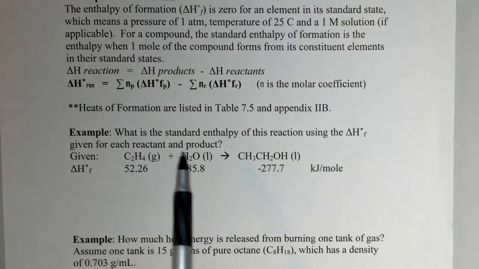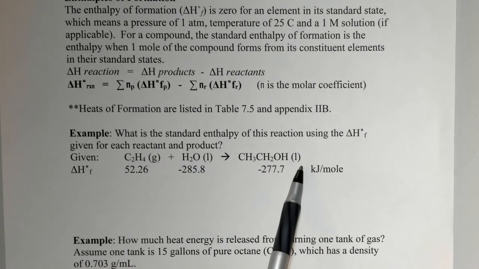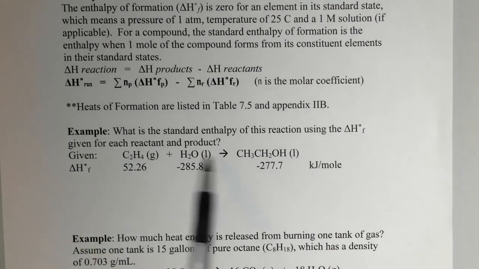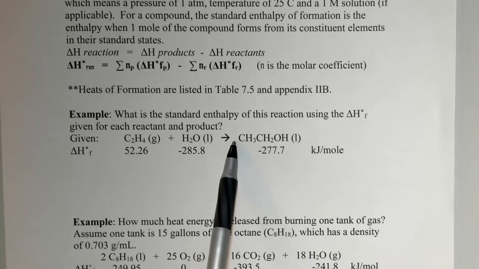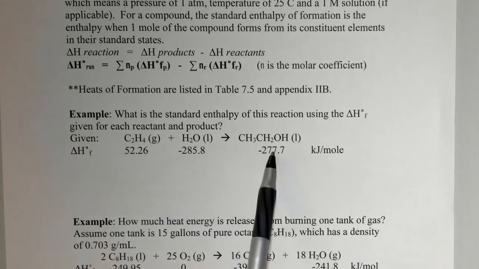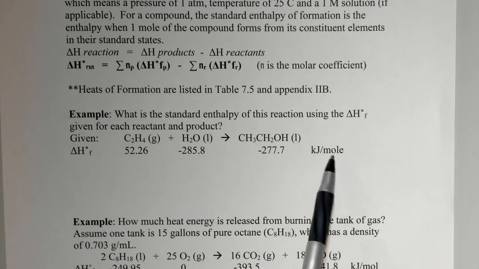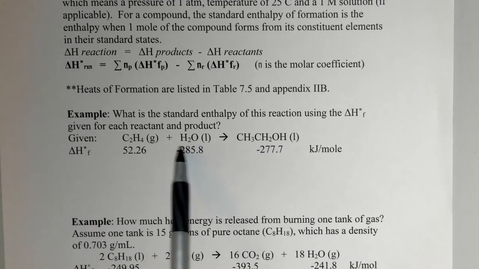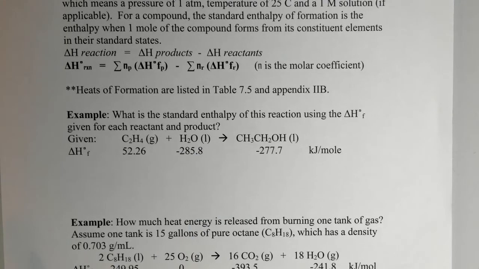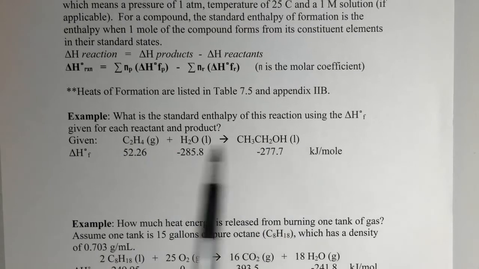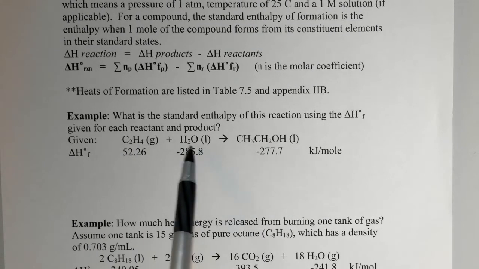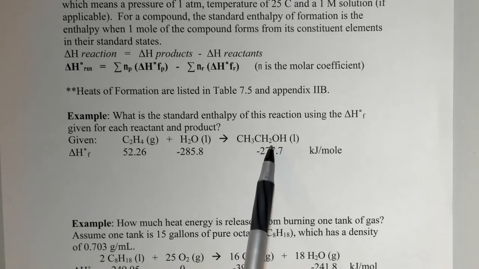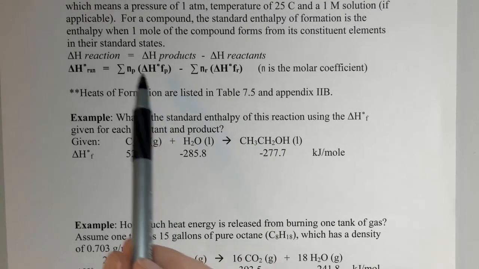So it says, okay, what is the enthalpy of this reaction here using these heats of formation? The thing you want to just remember is the heats of formation are given in kilojoules per mole of that substance. So forming water, negative 285.8 kilojoules. All right, so when we do this reaction, we're not forming water, we're consuming water, right? But we're forming ethanol.